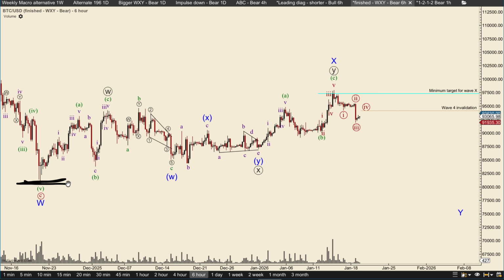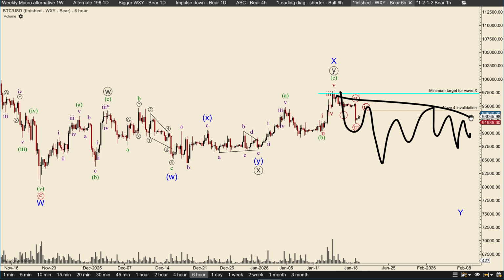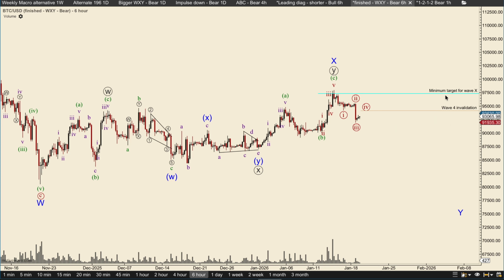note that we don't need to take out this low in a wave Y here, because a wave Y can be a triangle like so, and then we move up, or it can be a flat like this, and then we move down without taking out this low. But it has a higher probability of being a zigzag because that is the most common structure. So therefore it has a higher probability of taking out this low, even though we don't have to take out the low. That's important to be aware of.